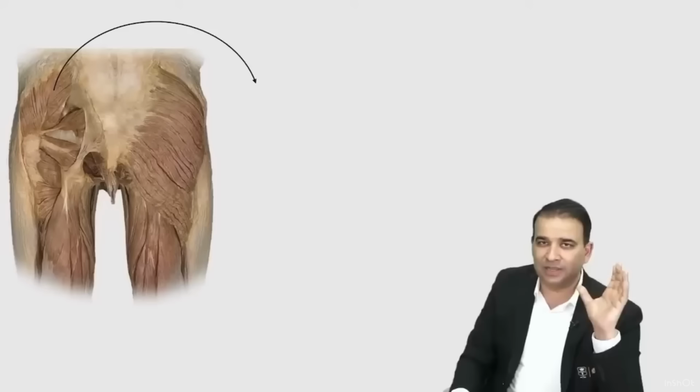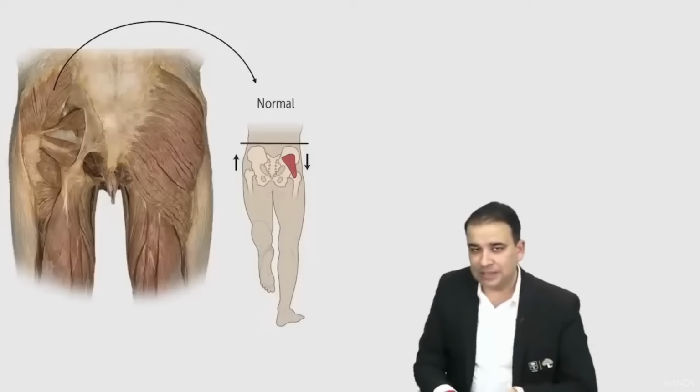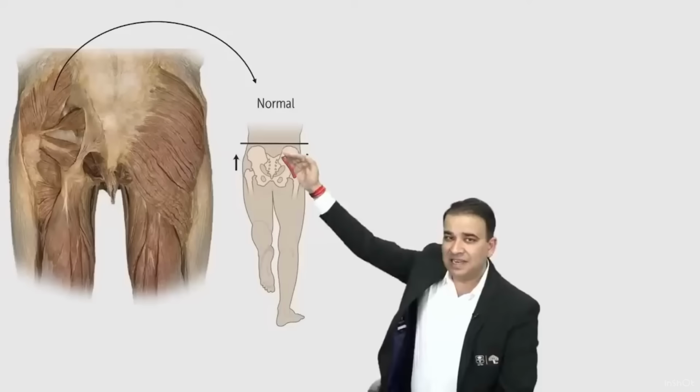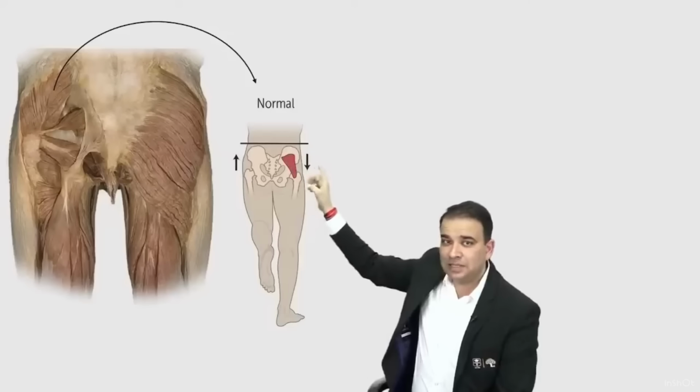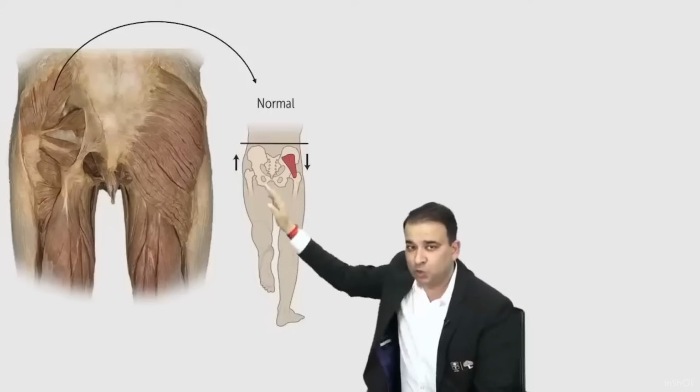Now again, let's focus on the gluteus medius muscle, guys. A normal gluteus medius muscle, we said it is a muscle for internal rotation, and the main action is abduction. So in the normal position, you can see, let's say in this case the left foot is off the ground and still the pelvis is leveled, because the right side gluteus medius is intact, it's normal, and it is not allowing the left pelvis to drop down.